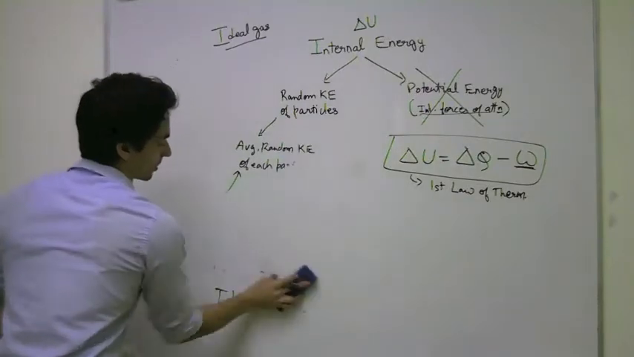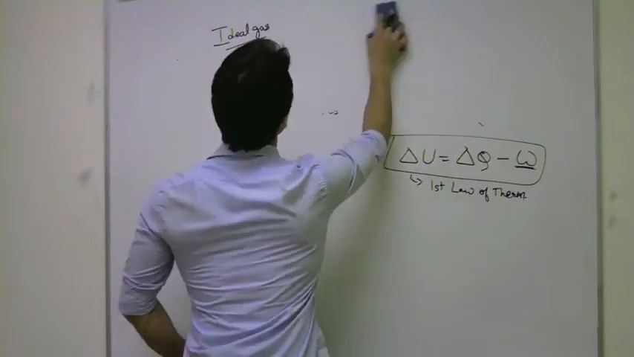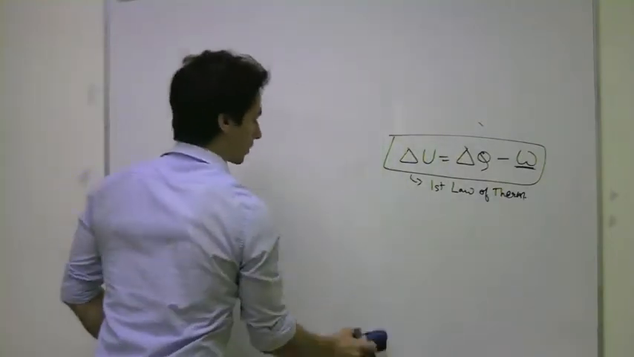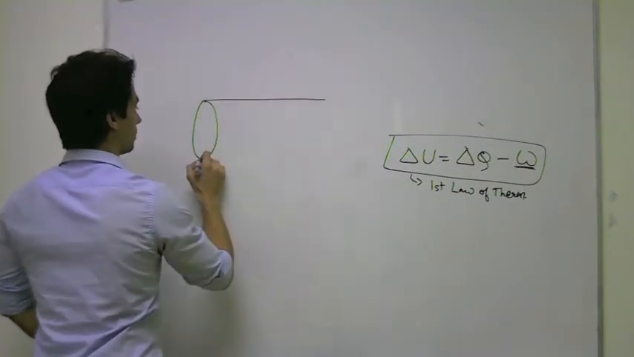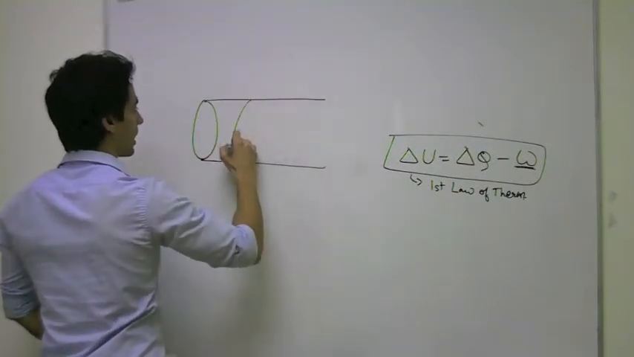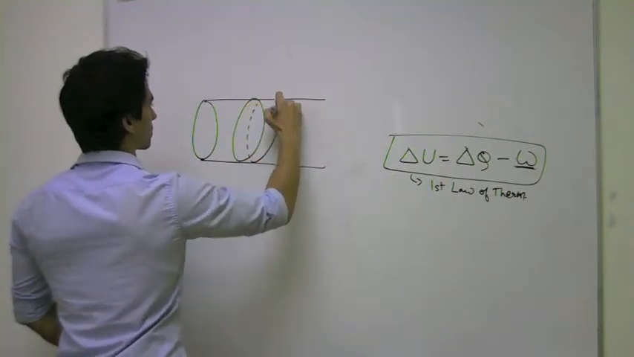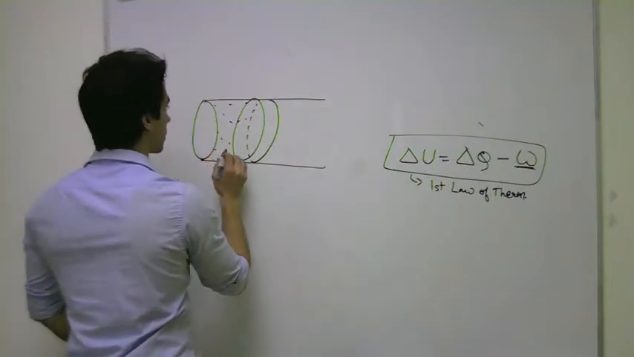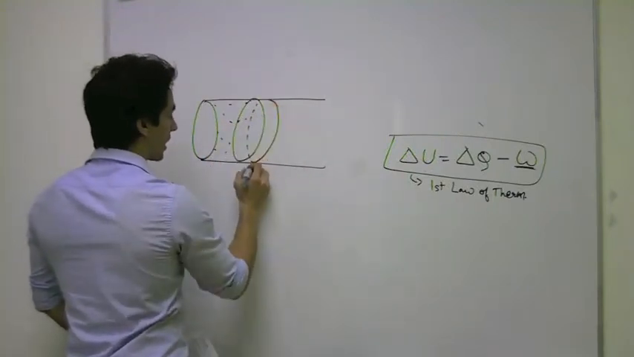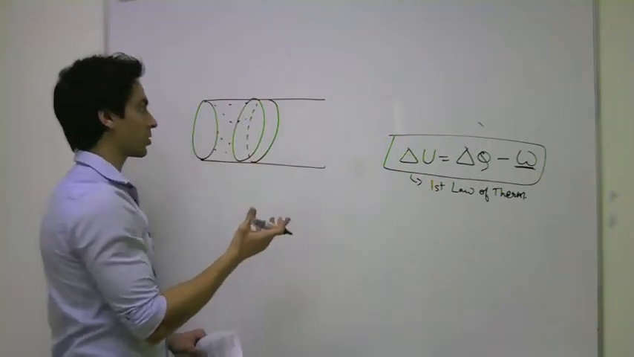So now, let's talk more about work done on a system or by a system. Let's say I have a cylinder, and it has a moving piston, and there's a gas inside this cylinder. There will be a force exerted on this moving piston.